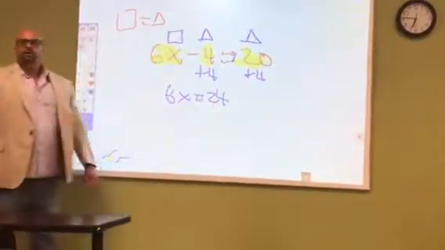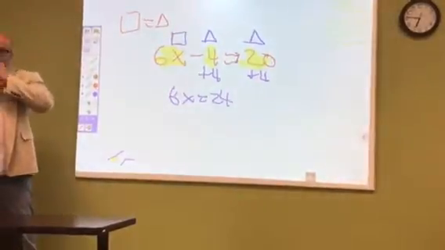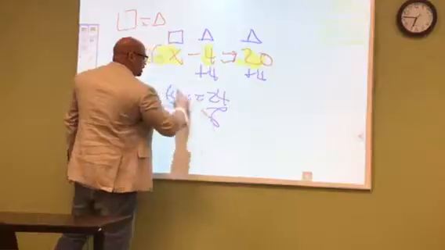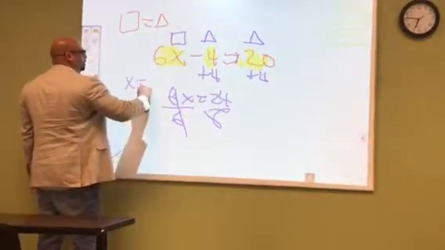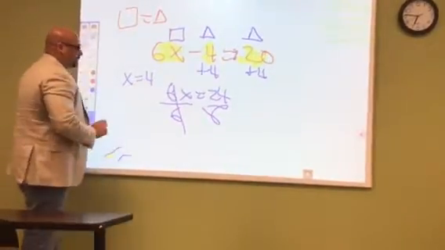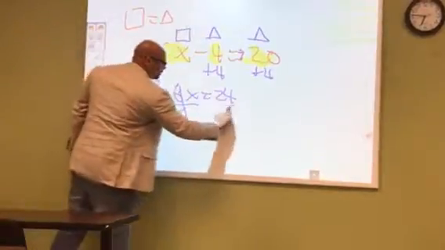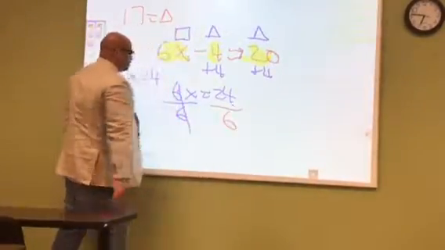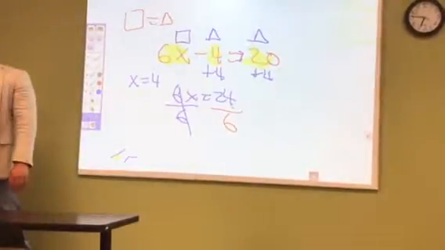Are we done? No. We divide both sides by what? 6. Divide both sides by 6, and we're left with x equals 4. Is it clear?